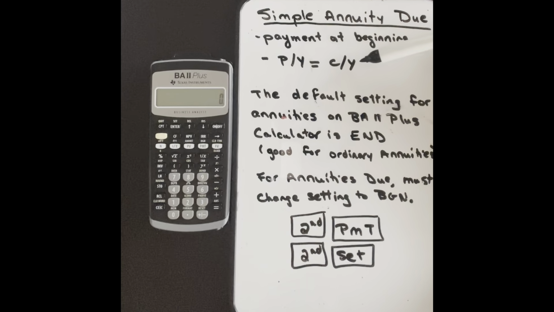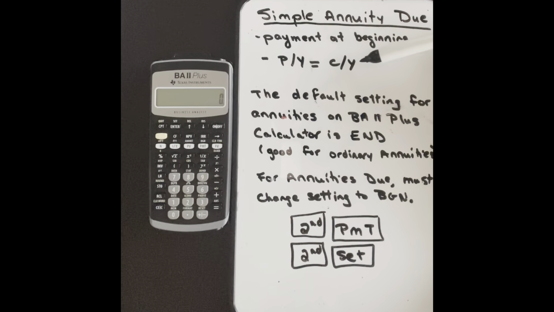So before we can proceed with these annuity due questions, we're going to have to change our settings to the beginning of the interval. The way that you do that is second function and payment. So second function and payment, and then second function set. So second function enter, above the enter is the set, and you'll see BGN appear on the display. So that's now telling you that this will work for annuities where the payment is at the beginning. Let's clear our display and we're ready to go.